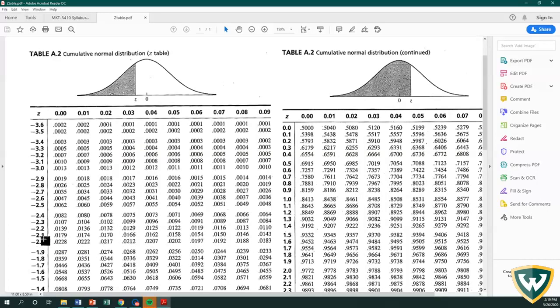This 2.0 tells me the first two digits of my z-score, and if it was 2.01 or 2.02, I was going to keep looking into the other columns of this table. However, I have 2.00 as his score, so I can see that the area under the curve for this particular z-score is 0.0228.